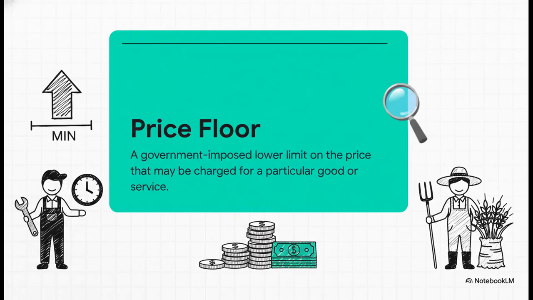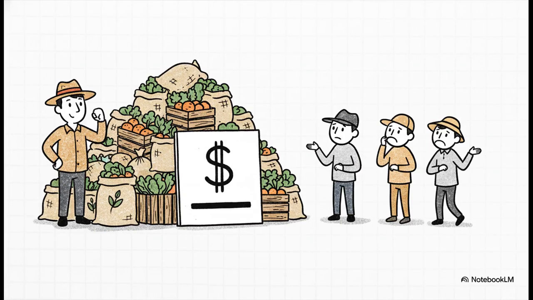So if that's a ceiling, what's the opposite? You guessed it, a price floor. This is a legal minimum price. The two most famous examples are minimum wage laws, which is a price floor for labor, and agricultural programs that guarantee farmers a certain price for their crops. And just like ceilings, price floors can cause some real problems.